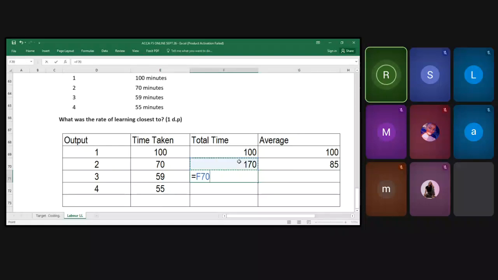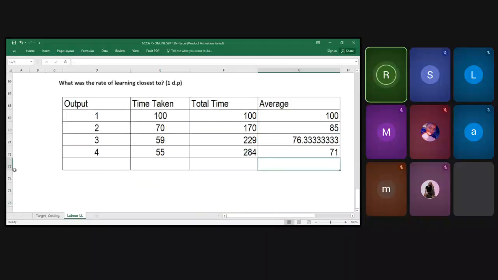Total, previous total plus current time. Enter. Average is 229 divided by 3, which are the units. That one. Then finally, we take this plus time taken. Average is this divided by that. I have completed my table as it is. Now, next, I'm going to take my doubles. I want output, and then I take my averages on the doubling only.